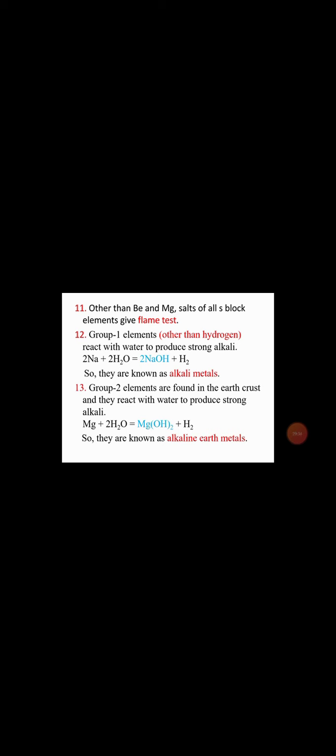Point 13, group 2 elements are found in the earth crust, and they react with water to produce strong alkali. Magnesium reacts with water to produce magnesium hydroxide and hydrogen, and so they are known as alkaline earth metals, since they are found in earth crust, and since they also react with water to produce alkali.